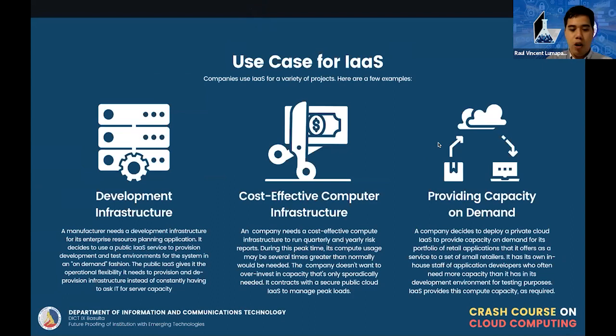So for example, you develop a system and then you need to test the system. You can host it online, put it in the cloud, and identify if it's capable or not based on the demands that you would have in terms of your website or your system. The public IaaS gives it the operational flexibility it needs to provision and deprovision infrastructure instead of constantly having to ask IT for server capacity, especially when your processes or your transactions online are very dynamic.